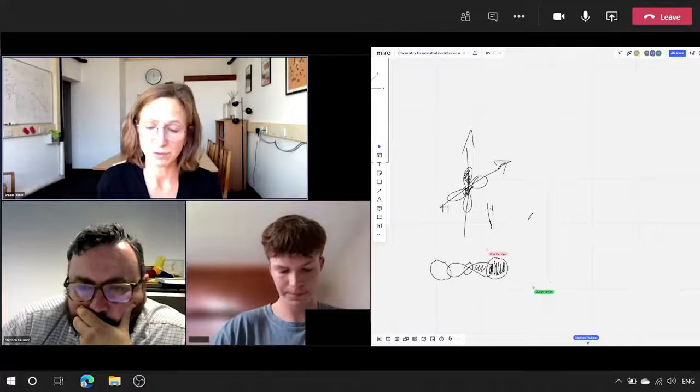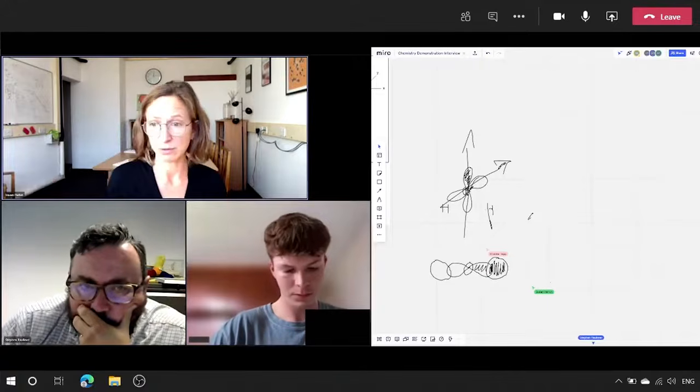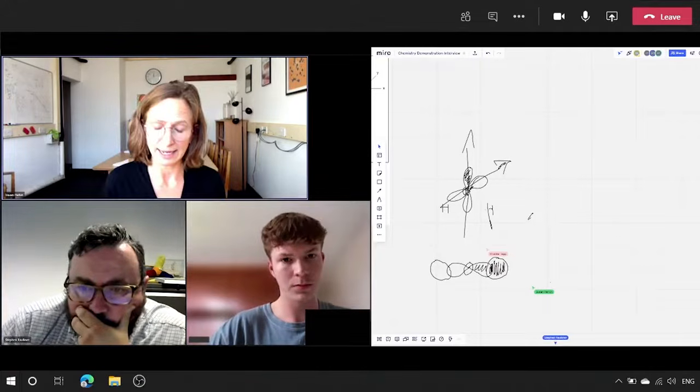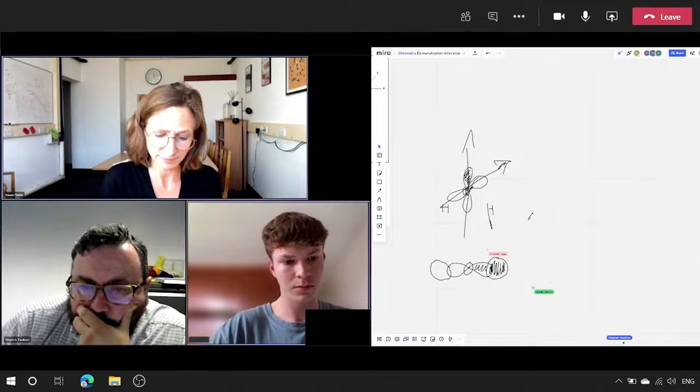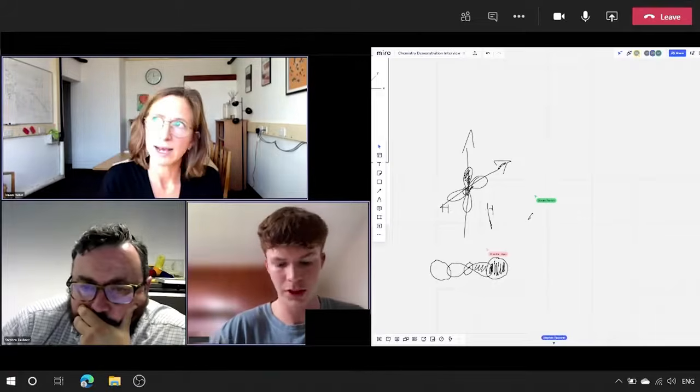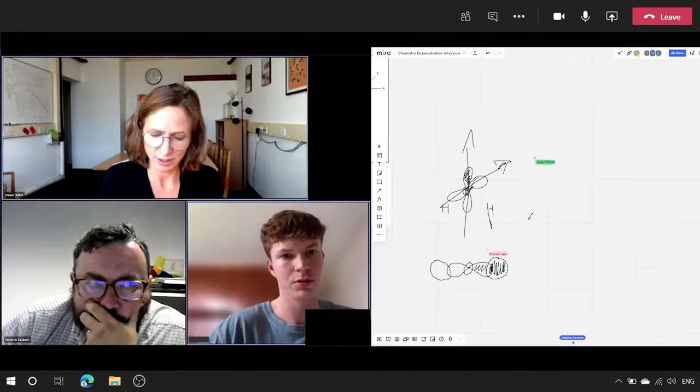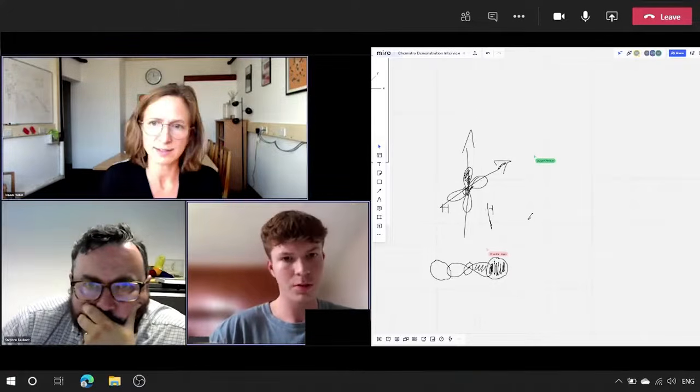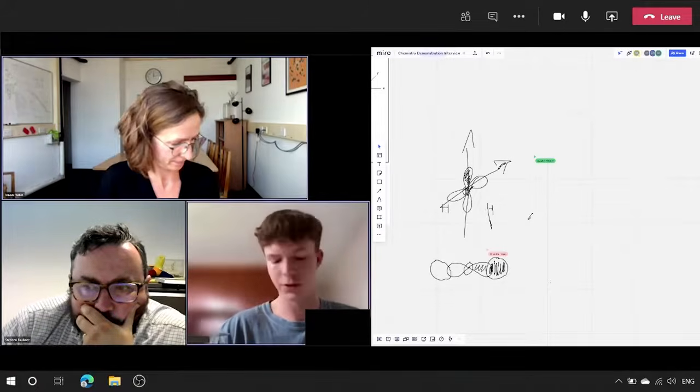Do you know at what temperature liquid water and ice are at equilibrium? Would it be 0 degrees Celsius? Yeah, absolutely. And do you know what that is in Kelvin scale?